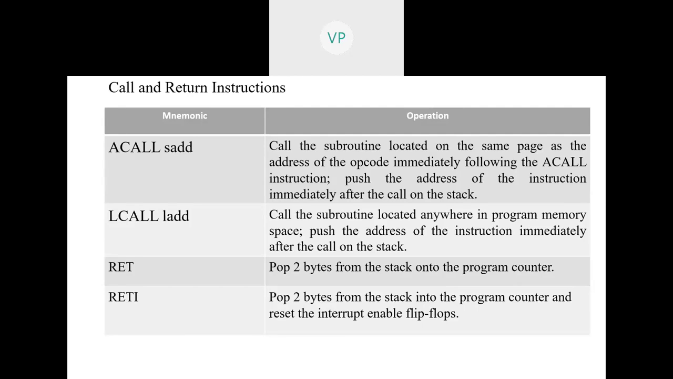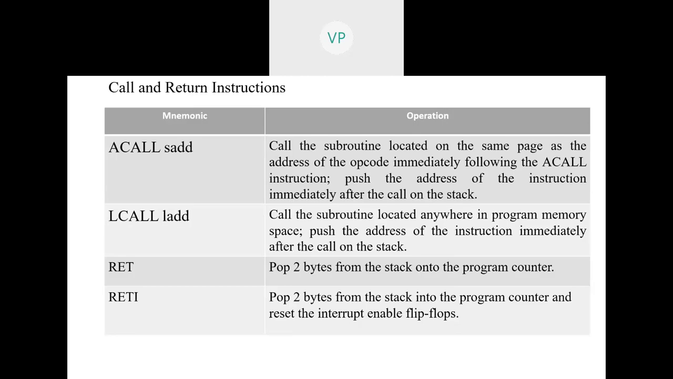And we have one more return instruction which is explicitly for the interrupt: return from interrupt, RETI. If you're returning from an interrupt, the operation is still the same. Pop 2 bytes from the stack into the program counter, and it resets the interrupt enable flip-flops. Everyone understood these mnemonics, right?